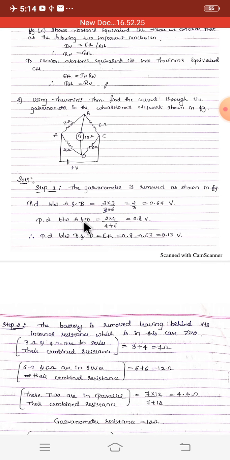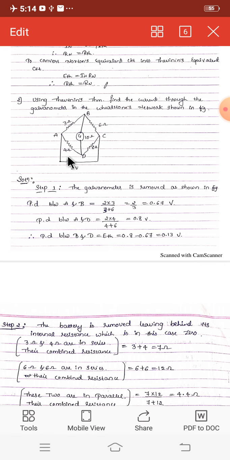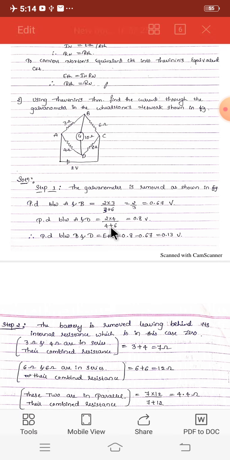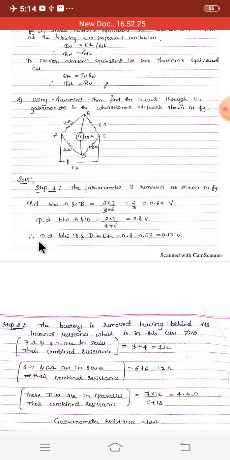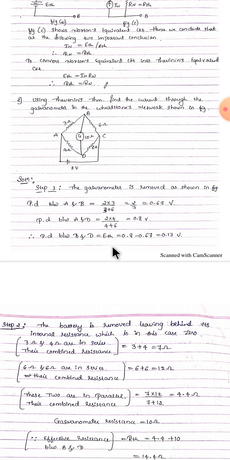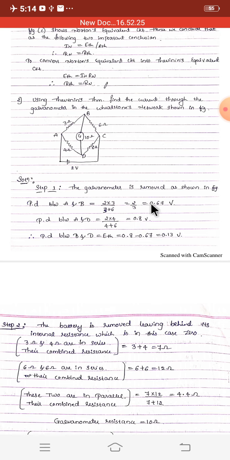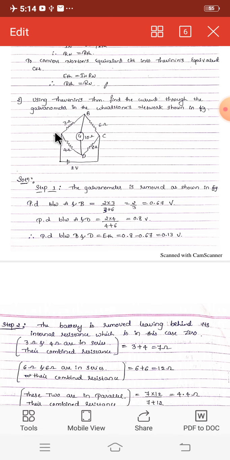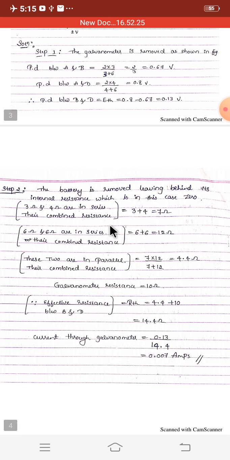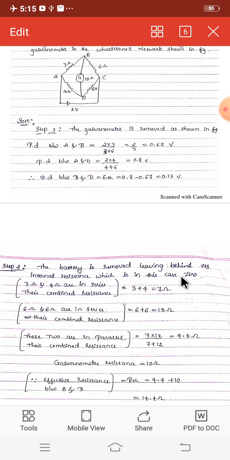Next, potential difference between A and D: 2 into 4 divided by 4 plus 6, that is 8 divided by 10, means 0.8 volt. Therefore, potential difference between B and D, that is E Thevenin, equals 0.8 minus 0.67. Already we know the potential differences between A and B, and A and D, so we want B and D. This minus this, 0.8 minus 0.67, equals 0.13 volt.